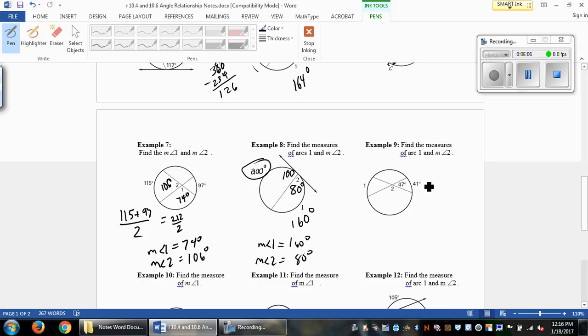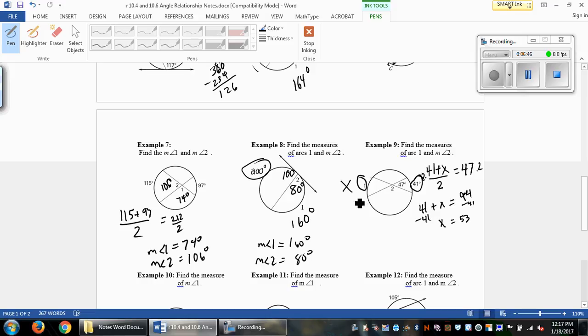Example 9, we do not have the two exterior angles. We need to find them, so we're going to go ahead and call one x. And remember, it's averaging them, so we'd have 41 plus x over 2 equal to our interior angle, which was 47. So the first thing we need to do is get rid of the 2. If we multiply both sides by 2, we can do that. So we have 41 plus x equals 94. And subtracting away 41 gives us our answer of 53 for x.